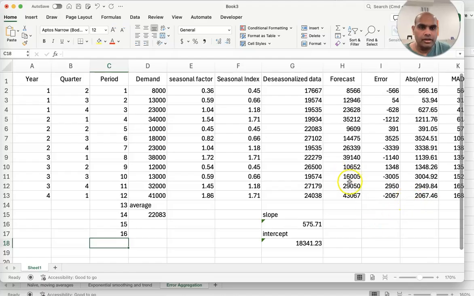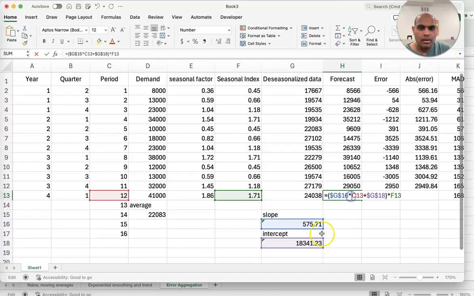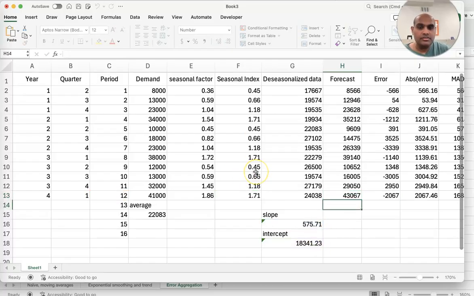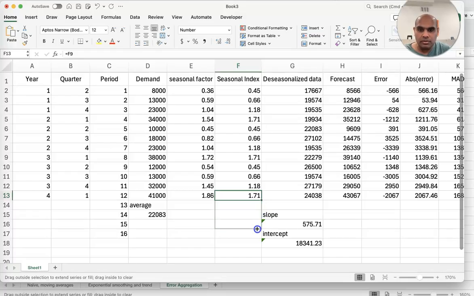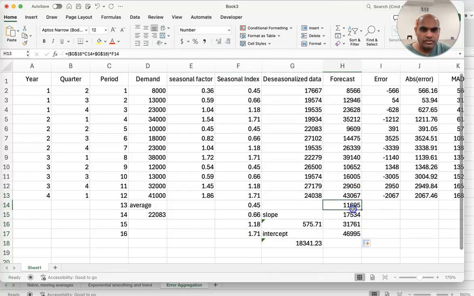And I can calculate my forecast in the exact same way that I did, right? So I have my formulas and I have my seasonal indices, but I need to have another set of seasonal indices. So I'm just going to copy this formula down. So I get another set of seasonal indices. Now I can just calculate my forecast right there. So this here is my forecast for the next time period, right?